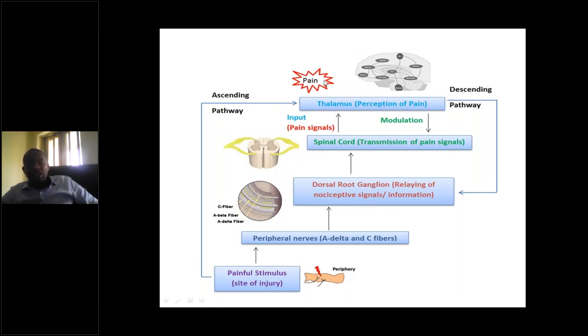But at the end of the day, everything gets to the thalamus. So we have the ascending pathway. This is the ascending pathway from the pain stimulus to the nerve, to the dorsal root ganglion, to the spinal cord, to the thalamus. So that is the ascending pathway. Now this is a descending pathway.